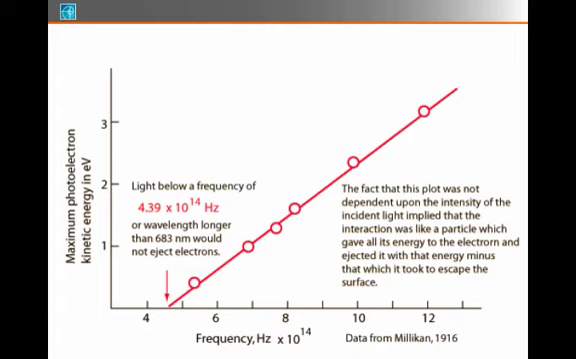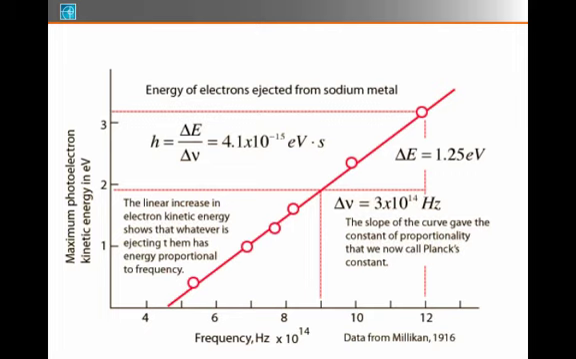As we said before, the slope of this graph is significant because it measures Planck's constant h. The slope is measured by the change in the vertical axis divided by the change in the horizontal axis. So that's delta E over delta frequency. That slope turns out to be 4.1 times 10 to the minus 15 eV seconds. In other words, a rise of 1.25 eV happens over a run of 3 times 10 to the 14 hertz. And that is in fact about right for Planck's constant.